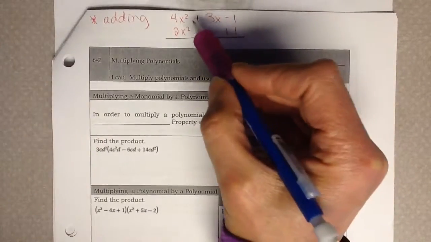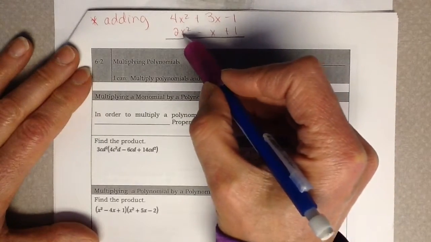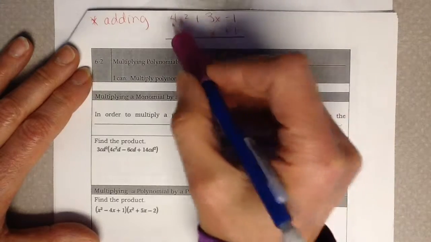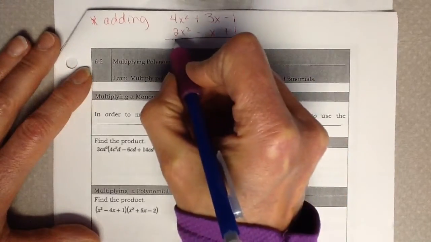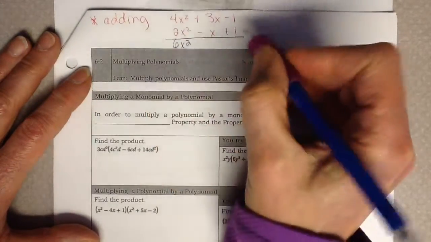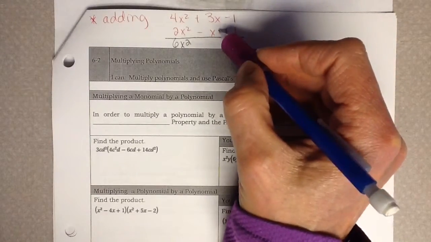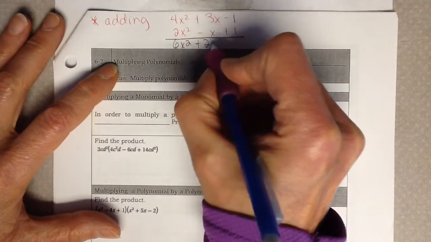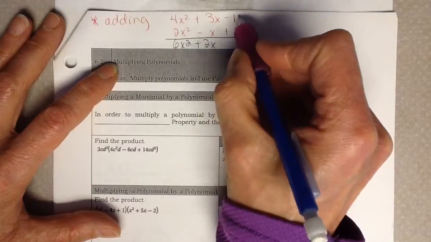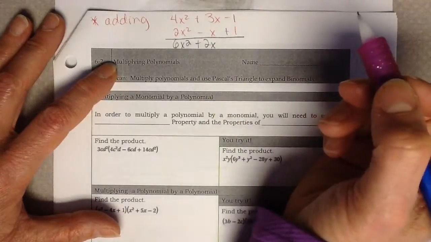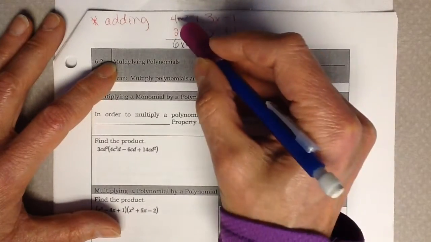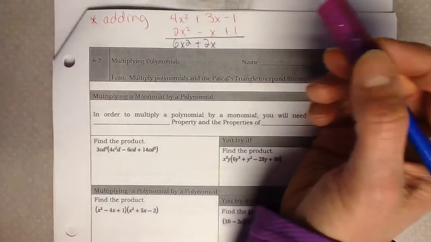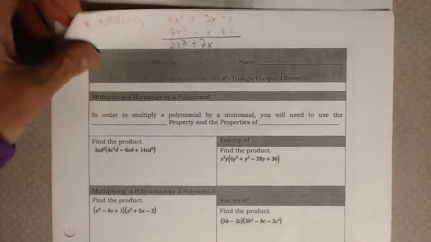So I told you yesterday to line up the terms that are the same variable, the same exponent, and then we simply add the coefficients. So that's 6x squared. And here we have x to the first, so that's going to be plus 2x. And then negative 1 plus 1 is just 0. So that's adding. We add the coefficients, we keep the exponents the same. Okay, now we're going to multiply.